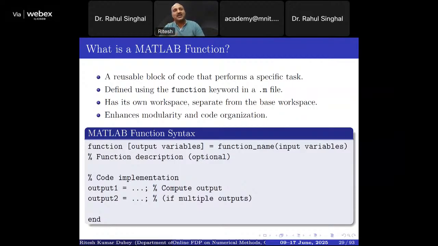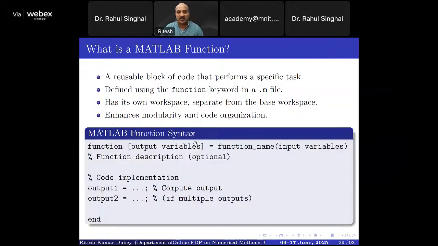So the idea is that you write a piece of code which actually calculates the derivative of the function, and you just invoke that function every time you need the derivative. This way you will end up with a shorter and very neat code. Again, it is an M file, and it has its own workspace, separate from the workspace of the main function from where you are calling it. And it enhances modularity and code organization.